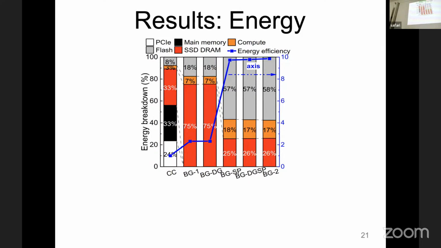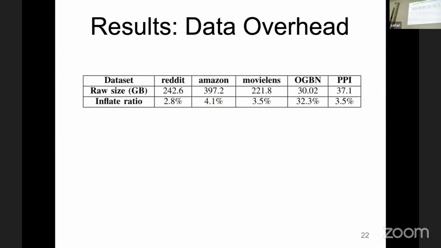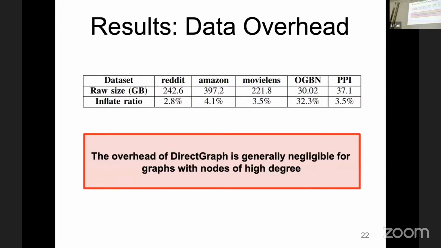And yeah, what they conclude here is that BeaconGNN 2.0 basically improves the energy efficiency by tenfold. Important to note here that data is only for Amazon. They don't do it for any other workload. Then the data overhead, which is imposed by direct graph. Basically, the overhead is not that large, except for OGBN, and that is due to the fact that OGBN has a very low neighbor count for each node. But in general, you could say that the overhead is pretty negligible, and the direct graph is very applicable for most data sets.